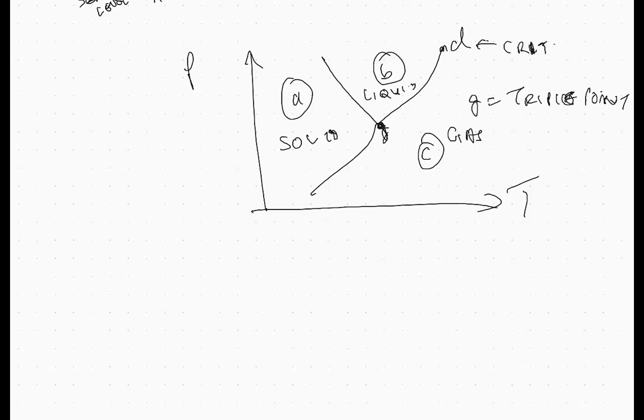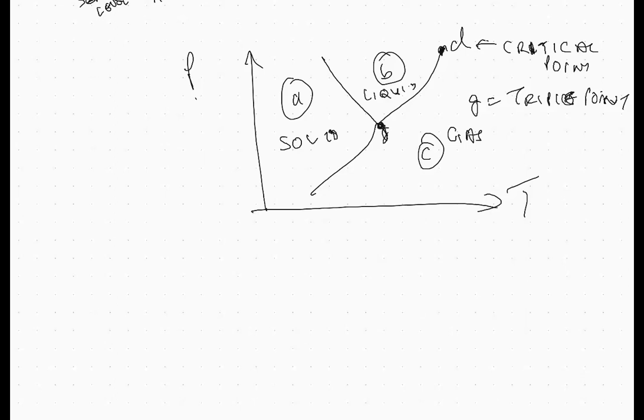Critical point. Okay, so this is the critical pressure at this point, and the critical temperature. Beyond this temperature, liquid and gas stay the same, so that's why it's critical. After that, however much pressure you put, the gas won't become a liquid. Because to make it liquefy, you need high pressure and low temperature.